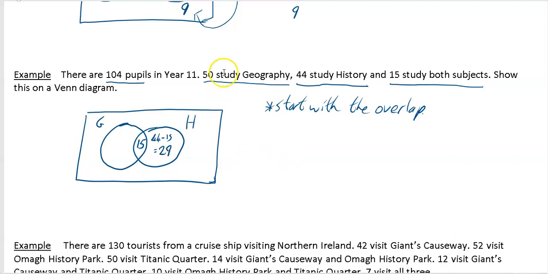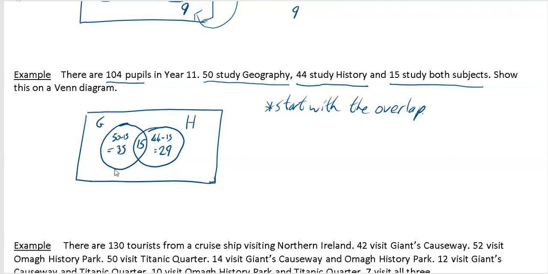Okay, likewise, it says 50 study geography. So this whole circle must be 50. So in here, that's going to be 50 minus 15. I'm showing my working out for this one. 50 minus 15, and if you do 50 minus 15, you get 35.